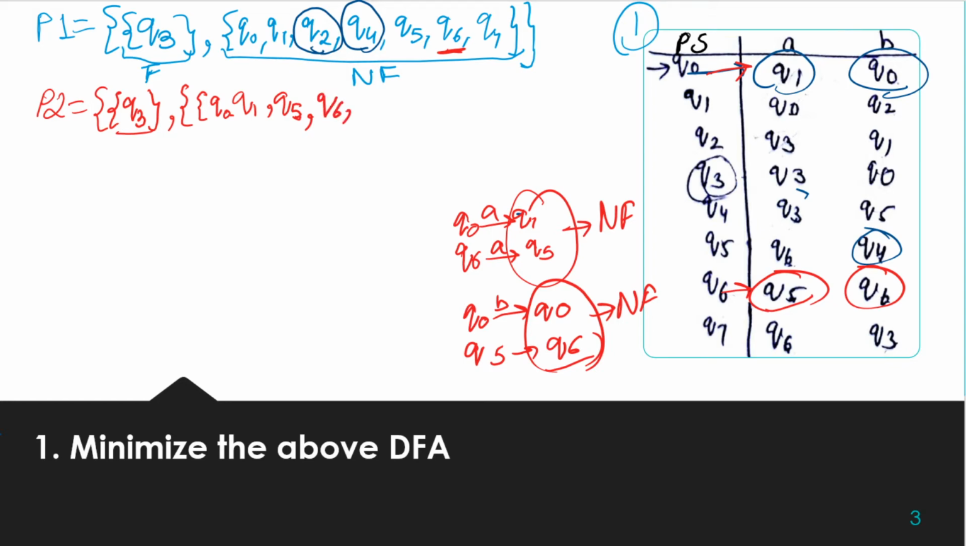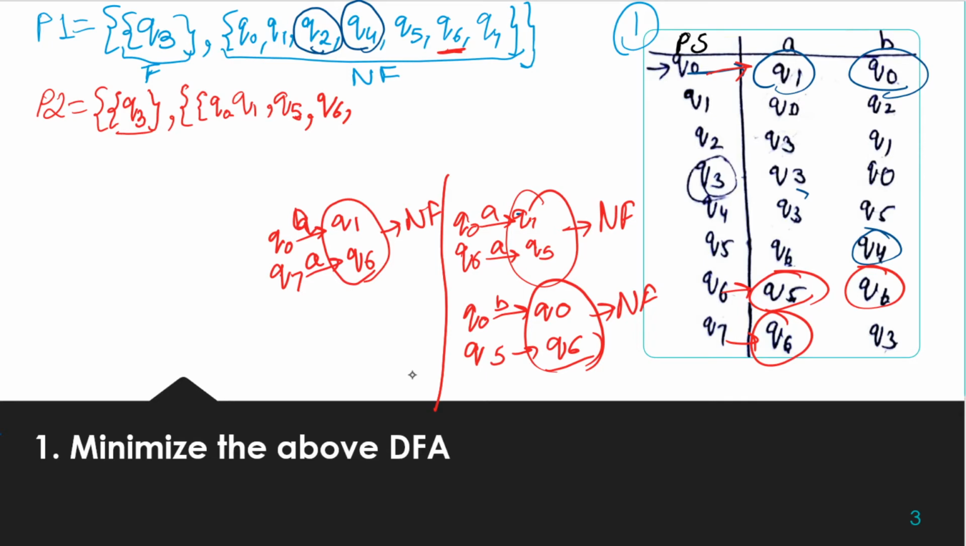Now we have to check the compatibility or similarity of the last state, that is Q7. So Q0 and Q7 will be compared for both the input symbols. From Q0 we are moving to state Q1, and from Q7 we are moving to state Q6, and Q1 and Q6 are part of the same group of non-final states from the previous partition. So they are compatible for input symbol A.